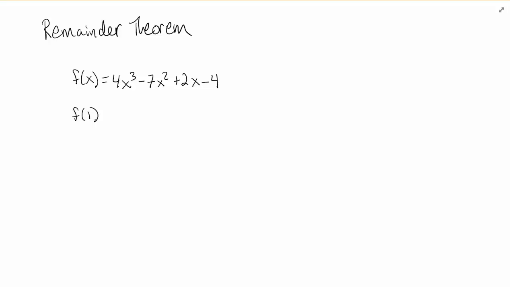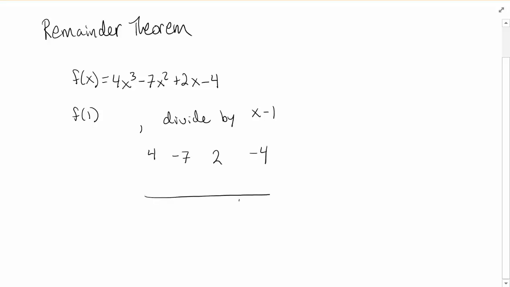So I'm going to take f of x, and I'm going to divide by x minus 1. And why I'm going to do that should hopefully make sense here in a minute. So if I'm going to do that, I'll do synthetic division. So I have a 4x cubed minus 7x squared plus 2x minus 4. And then the thing that goes up in the box is going to be the 1. Or in other words, if you're trying to find f of 1, 1 is going to be what goes up in the box.